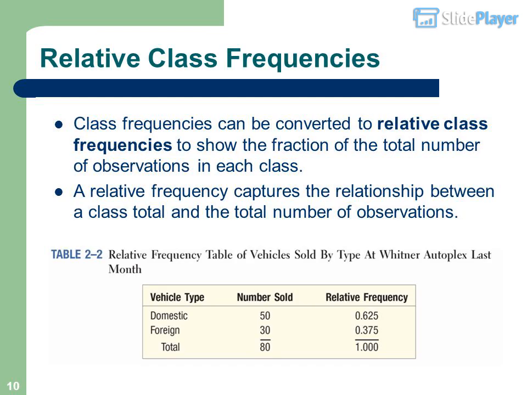Relative class frequencies. Class frequencies can be converted to relative class frequencies to show the fraction of the total number of observations in each class. A relative frequency captures the relationship between a class total and the total number of observations.